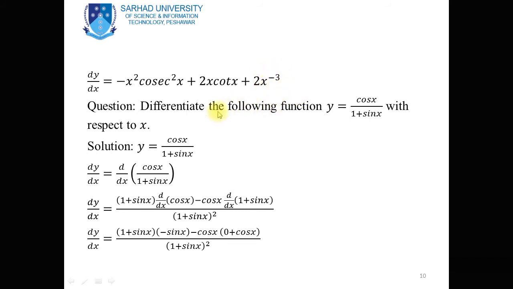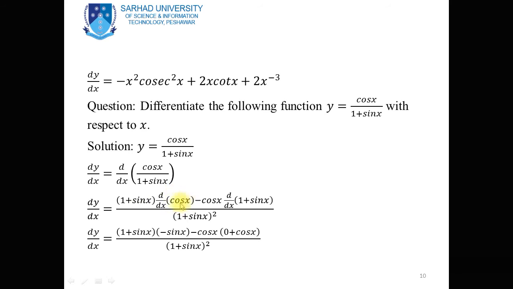Now another problem, to take the derivative of the function y is equal to cos x divided by 1 plus sin x. Now using the quotient rule, because these two functions are in the quotient form, 1 plus sin x is the first function and cos x is the second function. So by the quotient rule we know that first function as it is, and take the derivative of the second function minus second function as it is into the derivative of the first function, divided by the square of the denominator, the square of the first function.